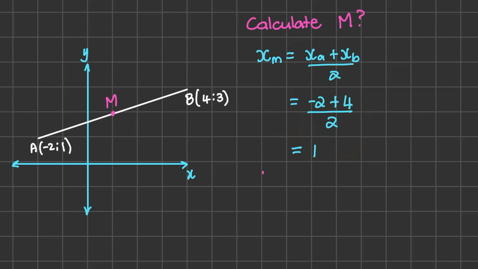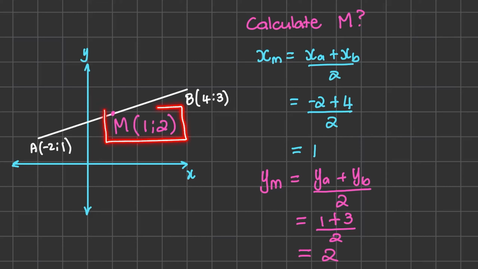Now let's find the y value of M. That is the y value of A plus the y value of B divided by 2. So the y of A is 1 plus the y of B, which is 3, divided by 2, and that is equal to 2. Therefore, the coordinates of M is where x is equal to 1 and the y value is equal to 2.